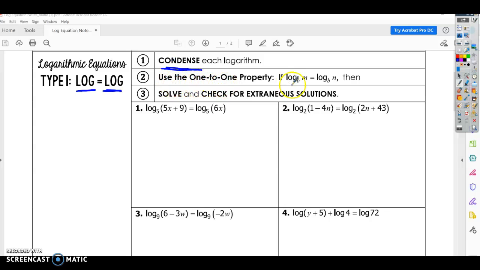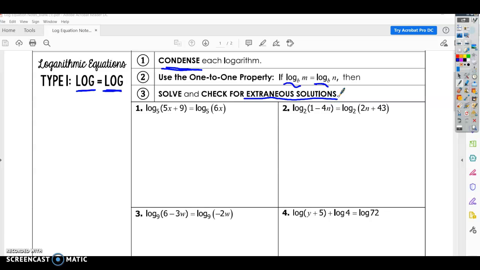So that means if we have one logarithm equals one logarithm, that means our equations are in condensed form, then you can drop the logarithm similar to what we did back with exponentials. When they had the same base, we dropped the base and set the exponents equal. Well, with these, we're going to drop the log and solve from there. All right, so then you solve and you check for extraneous solutions.